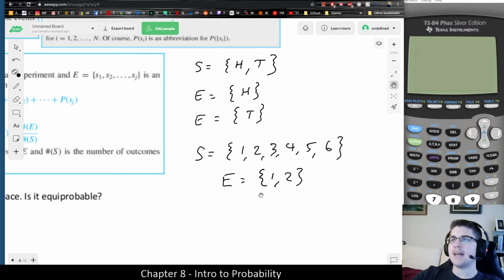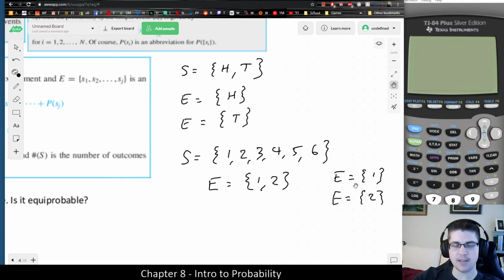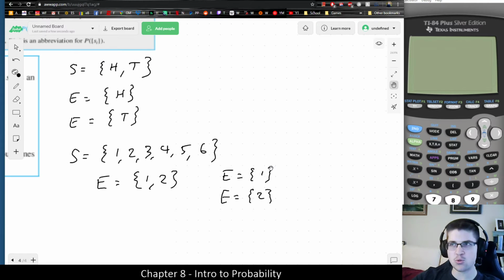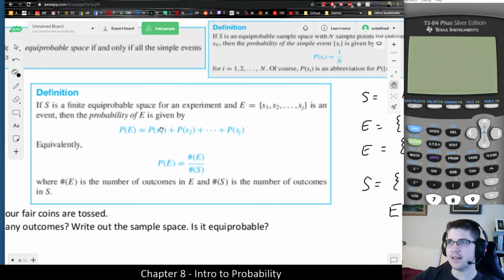I could think about that as a series of separate events: the event that I roll a 1 and the event that I roll a 2, where event 1 has a 1/6 chance of occurring and event 2 also has a 1/6 chance of occurring. If I add those together, P of the sample point 1 plus P of the sample point 2, I get 2/6, which must equal the probability of this larger event consisting of multiple sample points, 2/6, which is exactly the case here.